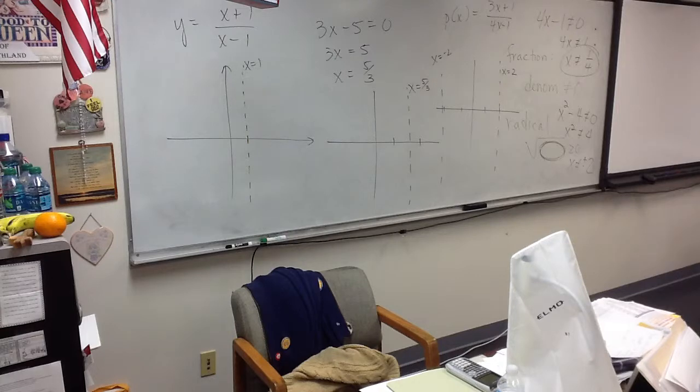Vertical asymptotes and domain go together. Vertical asymptotes are just a picture of the domain. When you say, Mrs. Ford, x can't be 2, I say that means there's a vertical asymptote at 2.